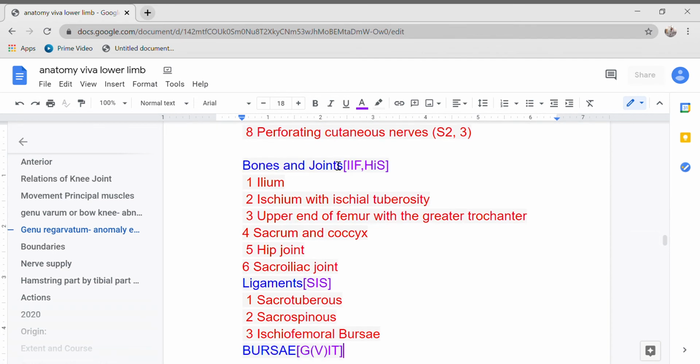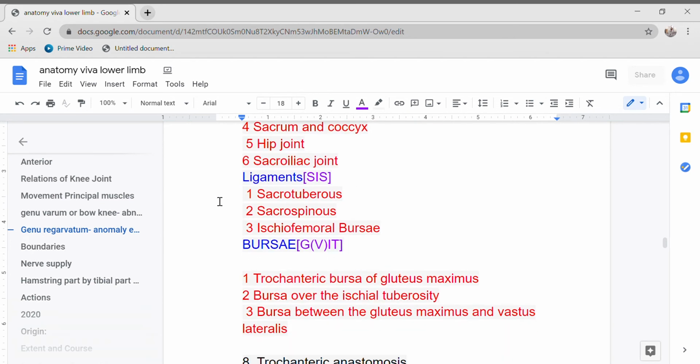So bones and joints. Bones you can remember like IAF, an abbreviation for ilium, ischium, and the femur's greater trochanter. Then you can remember HS: H is for hip joint and S is for the sacroiliac joint. Ligaments, SIS, you can remember like a security branch: sacrotuberous, sacrospinous, and the ischiofemoral.